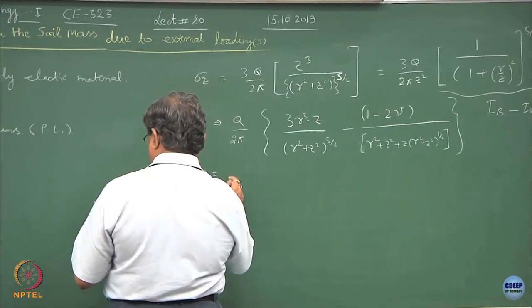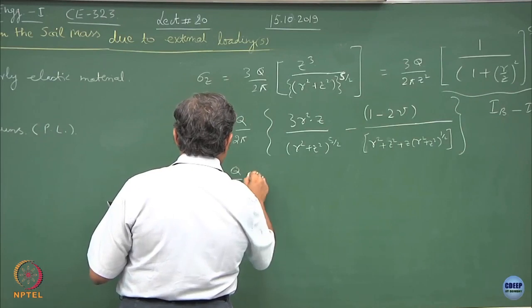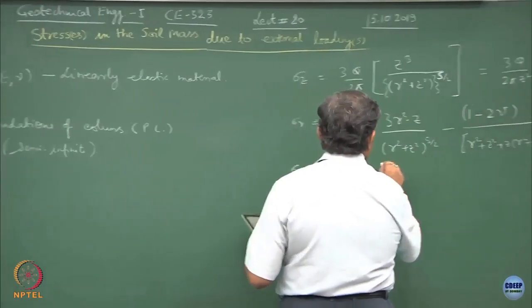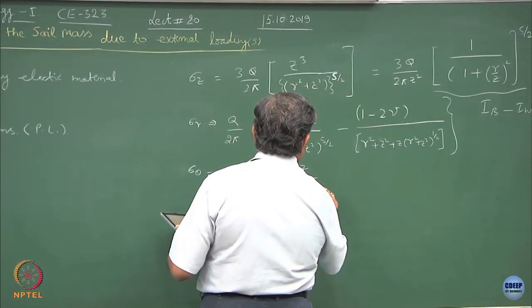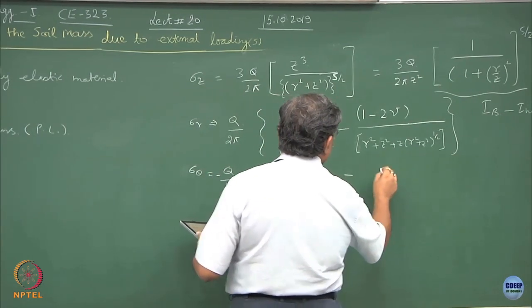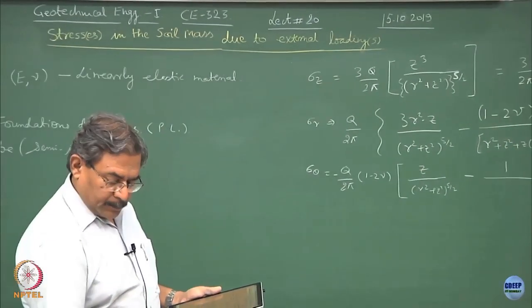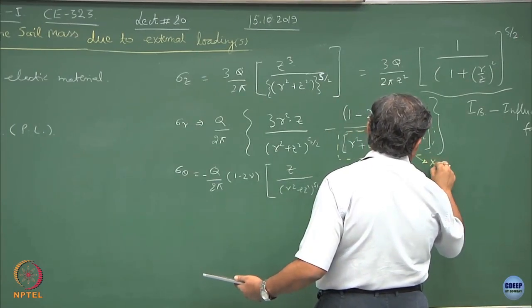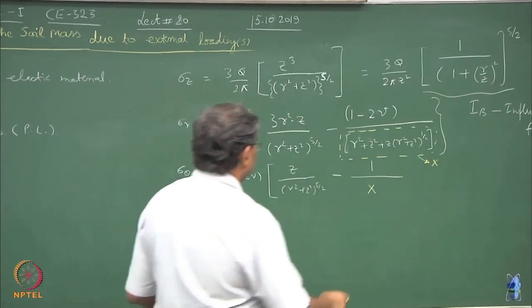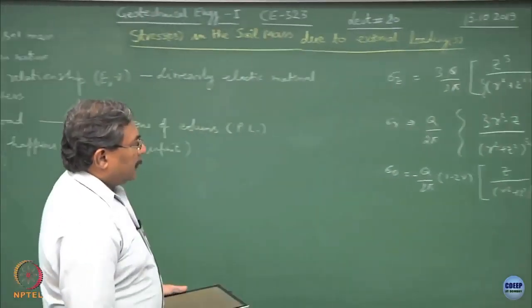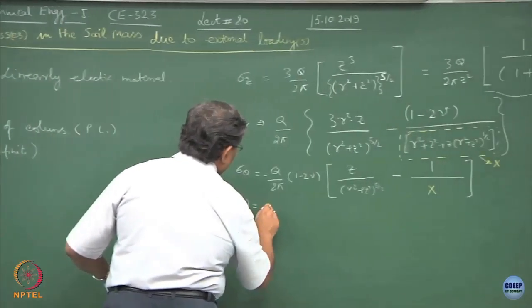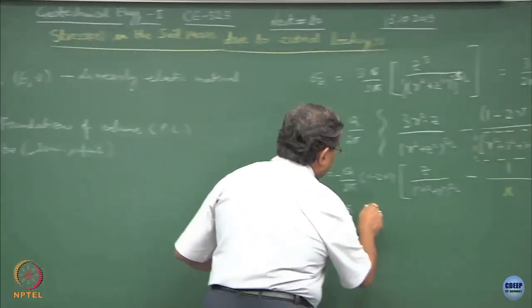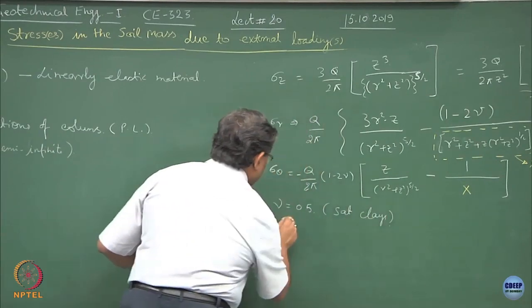Sigma theta is defined as q upon 2 pi, into (1 minus 2 nu), negative sign, z upon (r square plus z square) to the power 5 by 2, minus 1 divided by this term. If I use this term as, let us say, capital X, so this becomes capital X. Now, there is an interesting thing. If Poisson's ratio is equal to 0.5, which is for saturated soils, saturated clays particularly, sigma theta becomes 0.